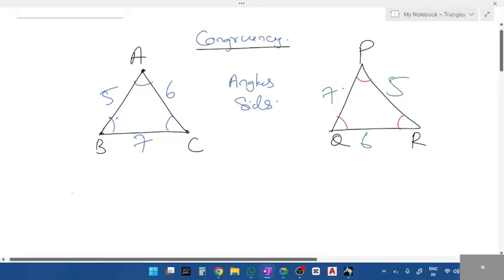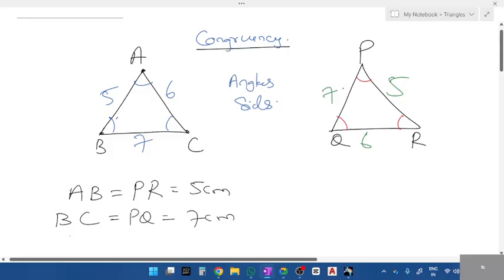If they are the same, let me write. Now tell me which side is the same. AB is equal to, no, the other side. AB is equal to, look at the second triangle and compare the sides. PR. Don't look for the same side, see the values given. PR, 5 centimeters. Next, BC is equal to, tell me properly. It's not QR. Look at the values. PQ, 7 centimeters. Next, AC is equal to QR.